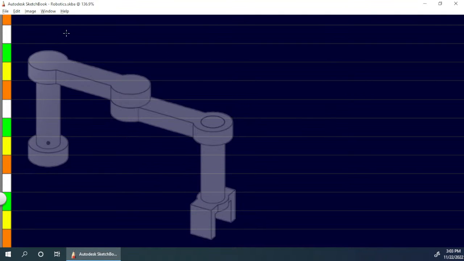Okay, so here we have a SCARA robot, and we have to do the forward kinematic analysis. We have to generate the forward kinematic equations for this. So the rules for this are simple.